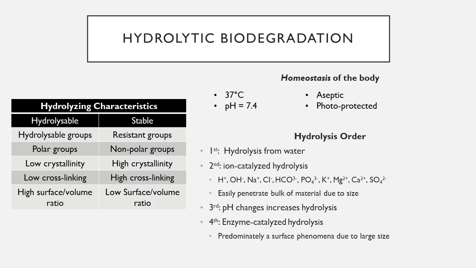So now we want to consider the processes that introduce hydrolysis. First we want to consider the state of the body, which is typically described as a homeostatic state, the natural equilibrium state of the body at physiological conditions. The body's at 37 degrees centigrade. We pretty much have a buffered pH of 7.4. It's, in the best case scenario, of course, going to be aseptic, so not even counting the introduction of microorganisms at this point. And it's also photoprotective, right? Of course, UV light can in itself induce degradation.